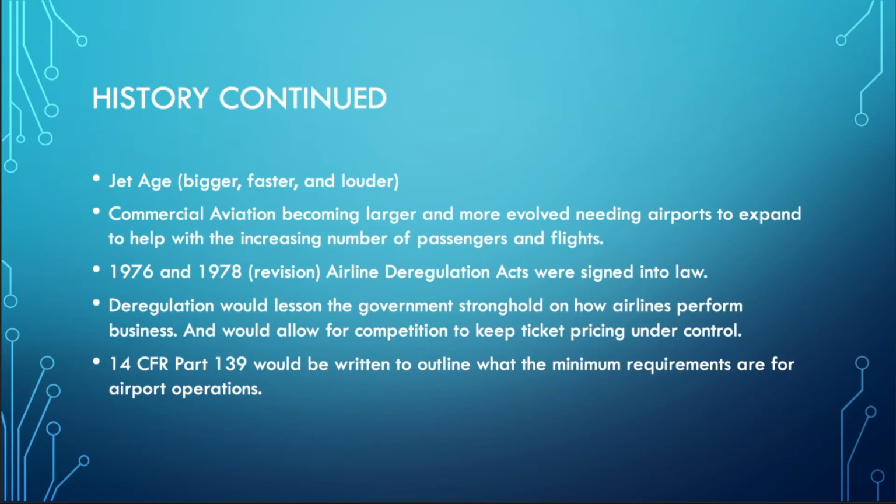So until 1976 and 1978, which was a revision of the Airline Deregulation Act, they became signed into law. And deregulation would help to lessen that governmental stranglehold, but it would allow the competition of airlines to happen. So that would keep the prices under control. And because airlines were looking for that edge, they would also start to service different areas that they wouldn't before.